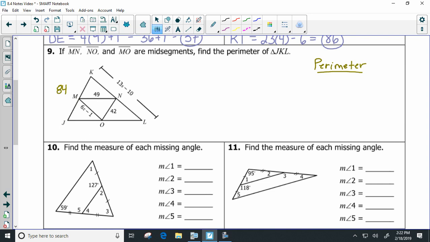All right, what else do I know? I know that MN is a mid-segment. It is 49. MN is going to be parallel to JL, and JL will be twice as long. So 49 times 2 is 98.